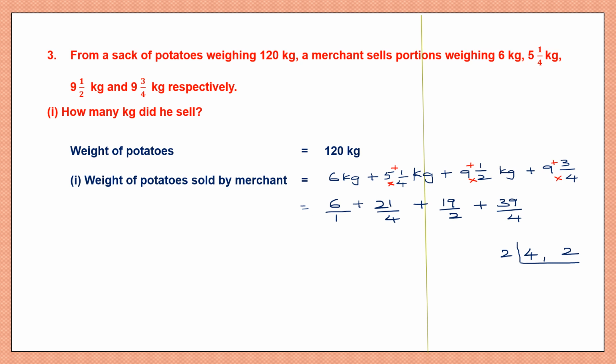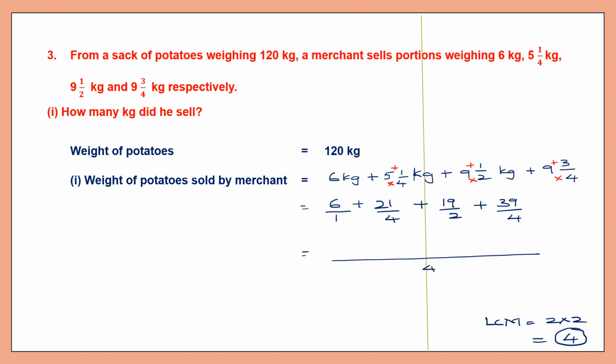So now let's start with 2. 2 2s are 4 and 2 1s are 2. Now continue with 2 again, 1 and 1. So LCM is equal to 2 into 2. 2 2s are 4. So the LCM is 4 and we're going to use this as the common denominator. So 4 is the common denominator.